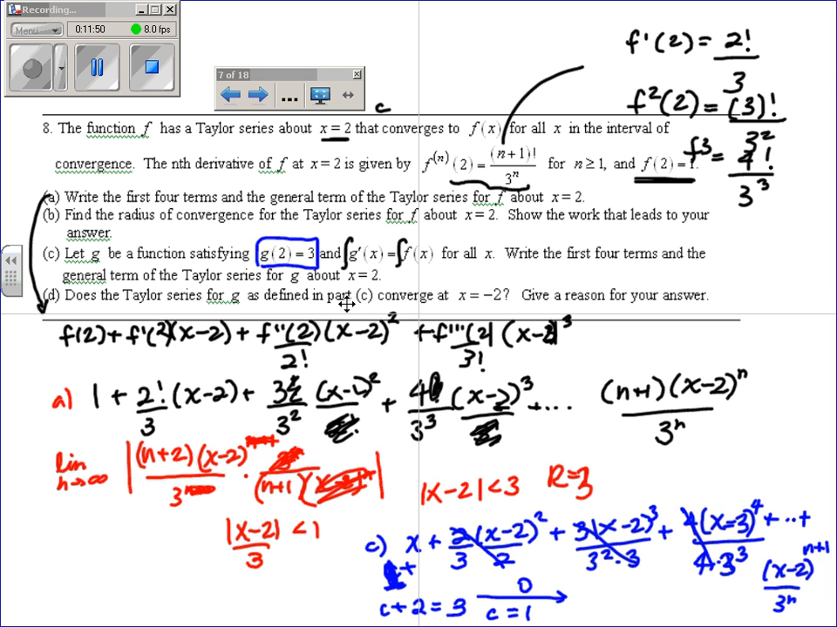Does the Taylor series converge at x equals negative 2? Well, if I find my interval up here, I have absolute value of x minus 2 less than 3. It would be between negative 3 and 3 for x minus 2. So if I add 2, I have negative 1 and 5. And so I might gain an endpoint, but it's not going to go to negative 2. So my answer is no, because it's outside of the interval of convergence, which is from negative 1 to 5.